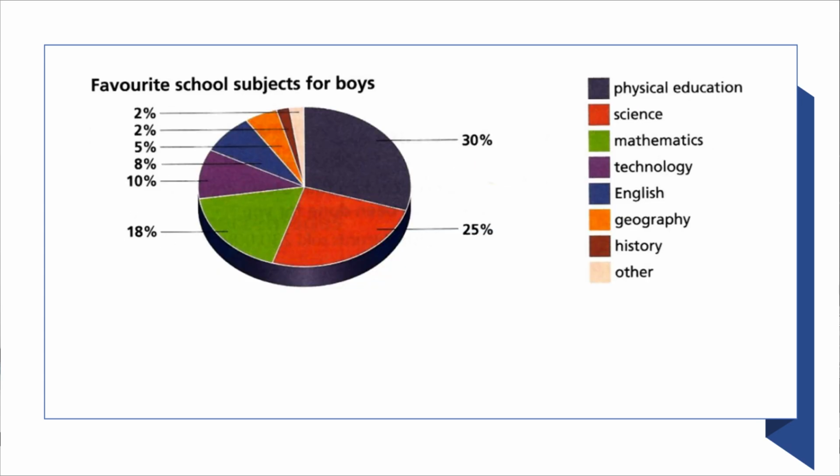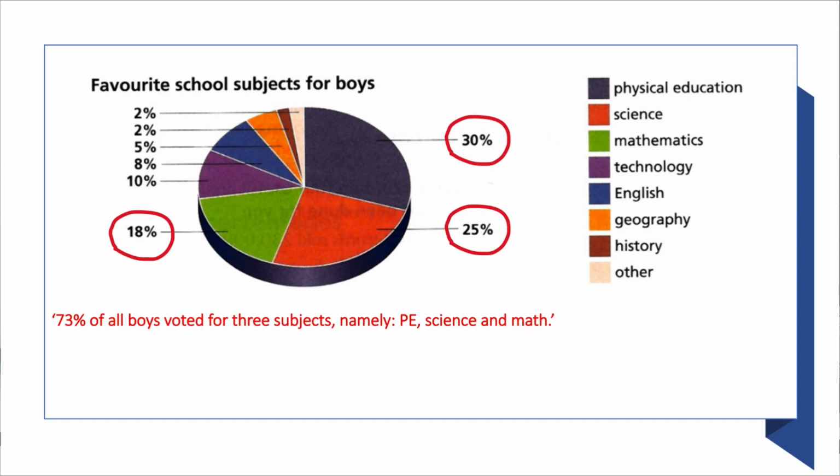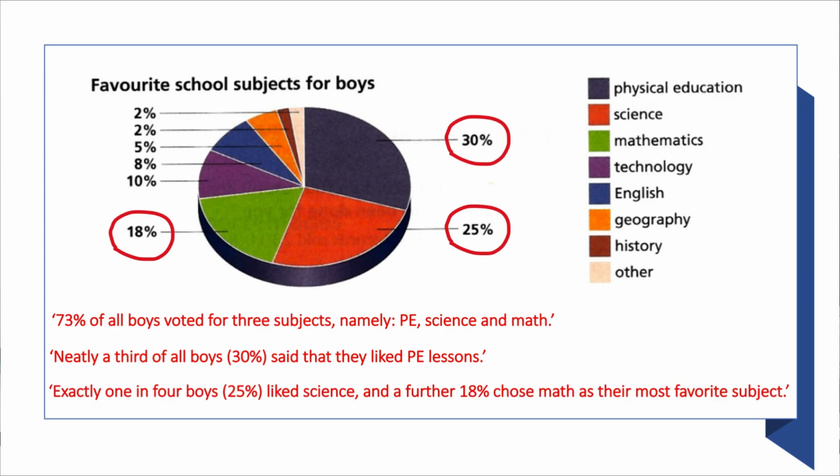Next, it would be useful to describe the chart by talking about the details. As we can see from this chart, 73% of all boys voted for three subjects, namely PE lessons, science and math. 30% of all boys, which is nearly a third, said that they liked PE lessons. Exactly 1 in 4 boys liked science, and a further 18% chose math as their most favorite subject.